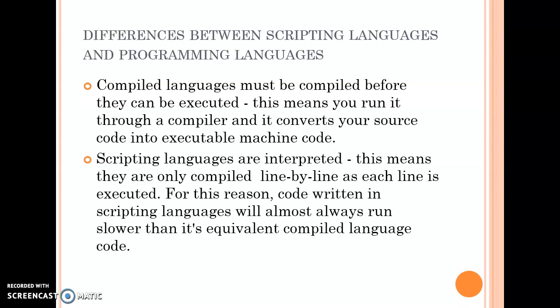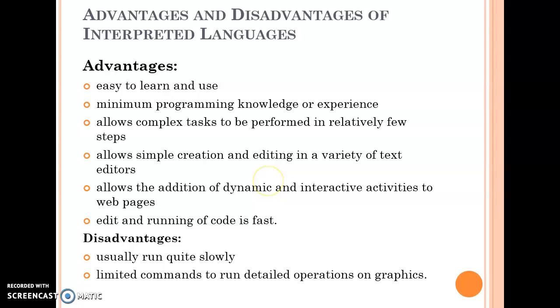Another difference between scripting language and programming language: compiled languages must be compiled before they can be executed. This means you run the code through a compiler, which converts your source code into executable machine code. Scripting languages are interpreted languages. This means they are only compiled line by line during execution.